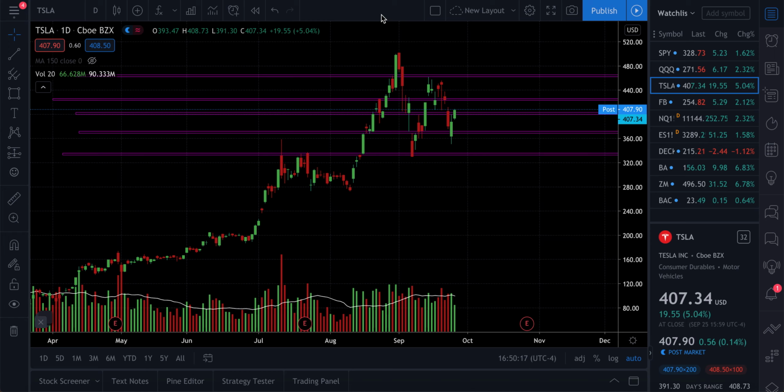So in basics, scaling in and scaling out basically means you don't buy everything at once or sell everything at once. This strategy will work whether you are day trading, swinging, or investing. It doesn't matter what you are doing. If you are investing, let's say you want to spend 10,000 in Microsoft, Apple, Amazon, whatever ticker it is, like Tesla. Don't buy everything at once.